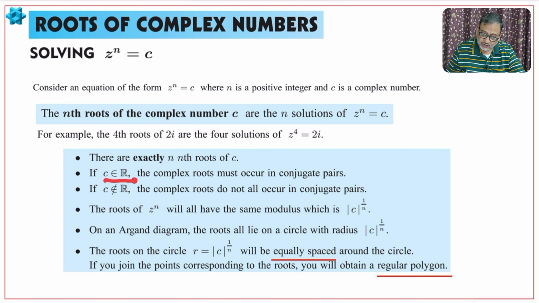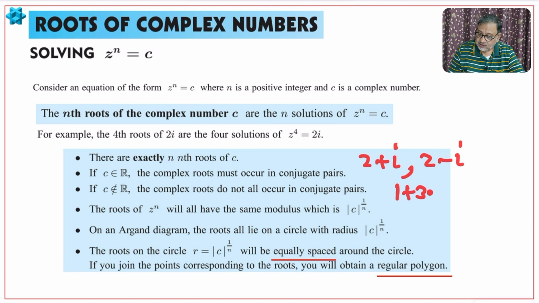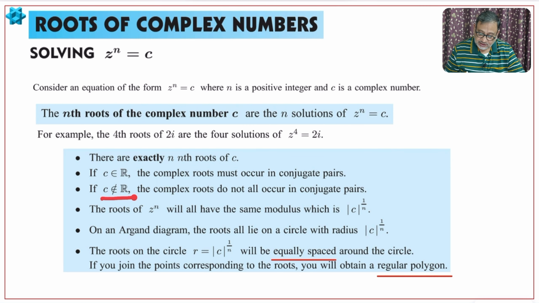Then if c belongs to R, the complex roots must occur in conjugate pairs. If c is a real number, then complex roots must be in conjugate pairs. So if one root is 2 plus i, the other root should be 2 minus i. If one root is 1 plus 3i, the other root should be 1 minus 3i, and so on. And if c is not a real number, then the complex roots do not all occur in conjugate form. So I hope you understand. Maybe there is one complex root and its conjugate is not a root.